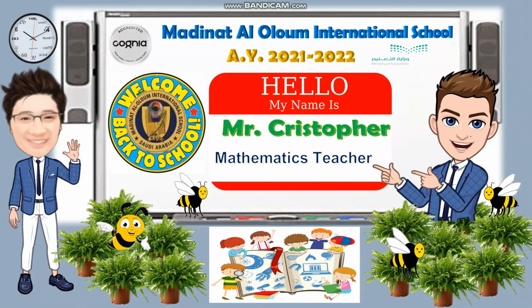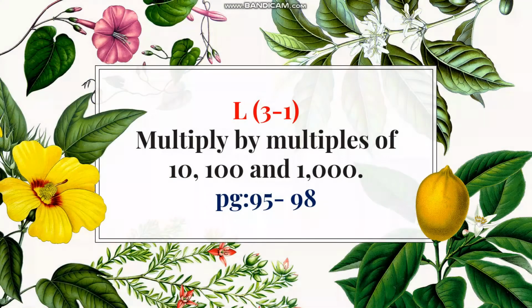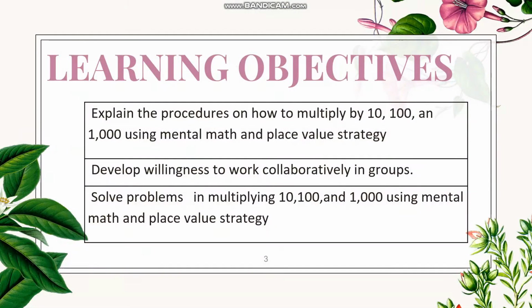Good morning, everyone. Our topic for today is Lesson 3-1, Multiply by multiples of 10, 100, and 1000. You will find this lesson on page 95 up to page 98 from your book. Here are the learning objectives for today's lesson.